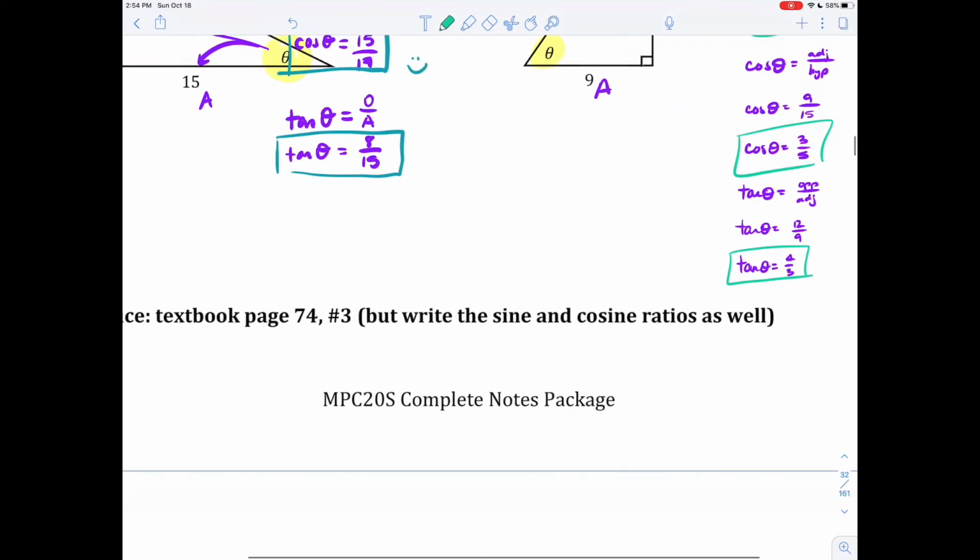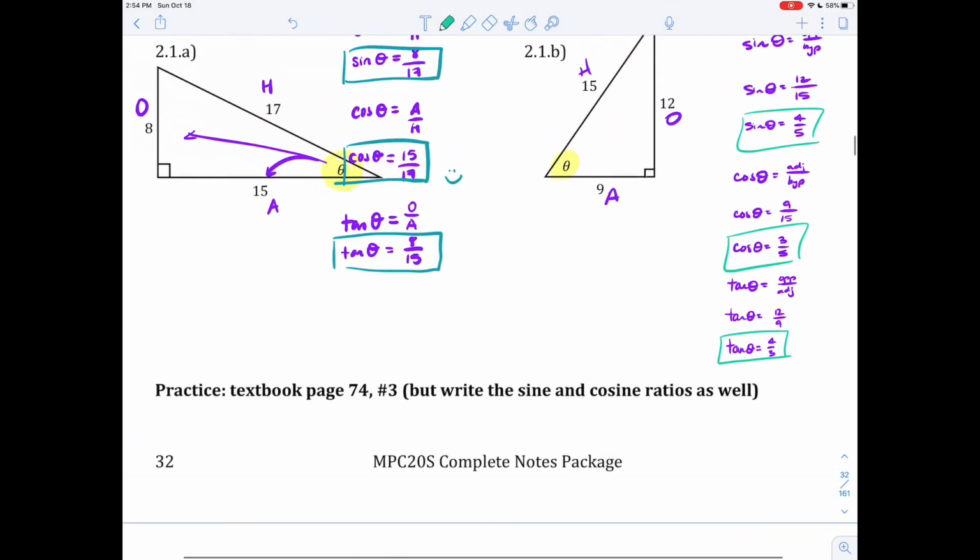There are some questions in the textbook. There's actually only one question. It'll ask you to write out the tan ratio, but also write out the sine and cosine ratio just for some practice.